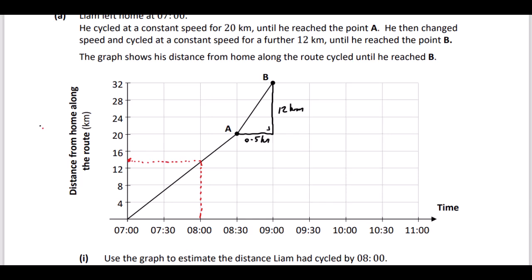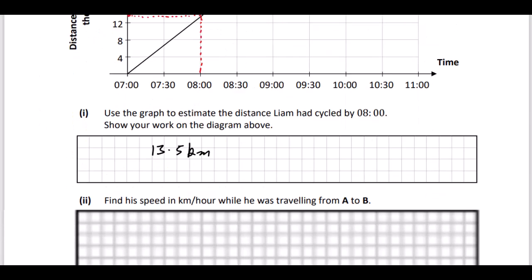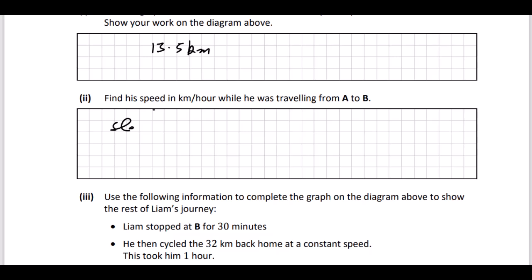So the slope of that line is 12 over 0.5. The slope is equal to 12 divided by 0.5. That'll give us 24 kilometers per hour. So that's his speed along that part from A to B.